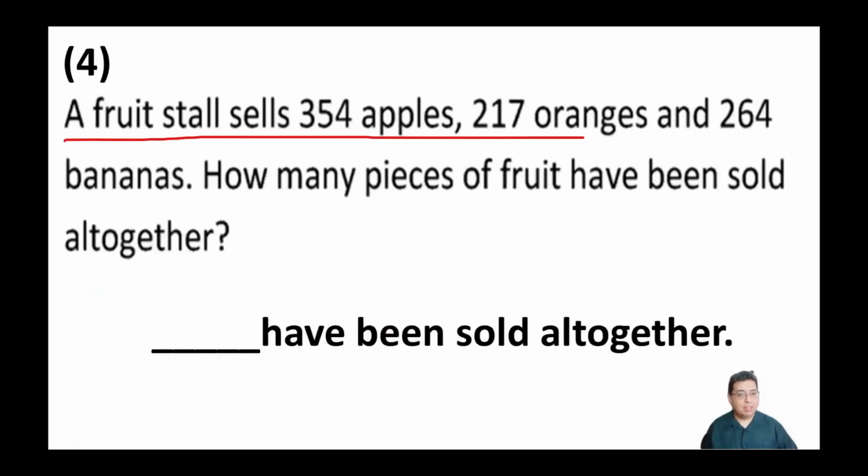Number 4, a fruit stall sells 354 apples, 217 oranges, and 264 bananas. How many pieces of fruit have been sold all together? Okay, so there's that word again, all together. So what are you going to do here? Go ahead and solve it. And if you can think of anything else, go ahead and leave them in the comments down below.